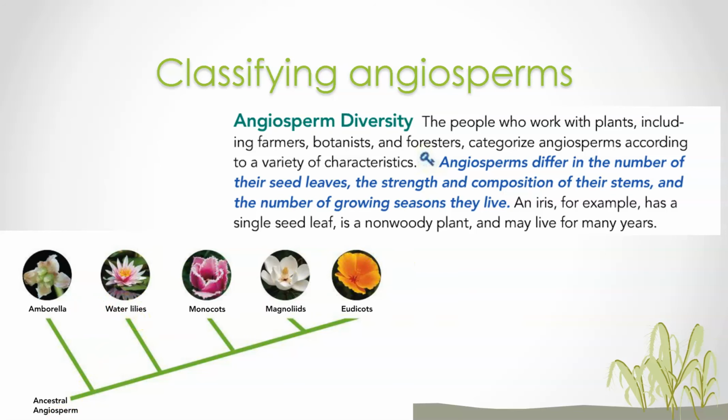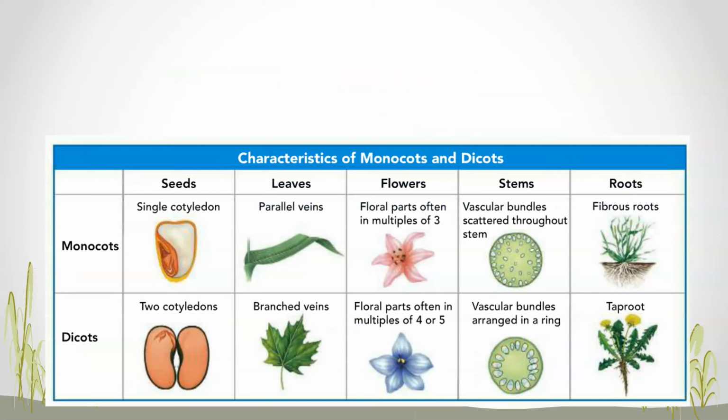But the people who work with plants, including farmers, botanists, and foresters, categorize angiosperms according to a variety of characteristics: the number of their seed leaves, cotyledons; the strength and composition of their stems, woody or herbaceous; and the number of growing seasons they live, perennial, biennial, or annual, which I'll talk more about right now. So, monocots versus dicots.